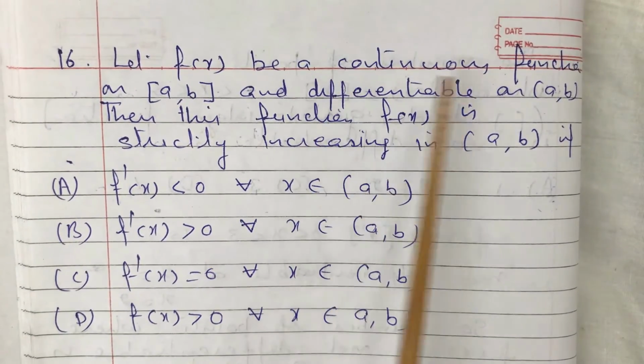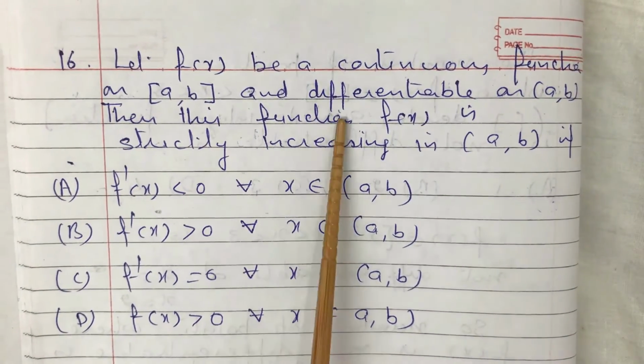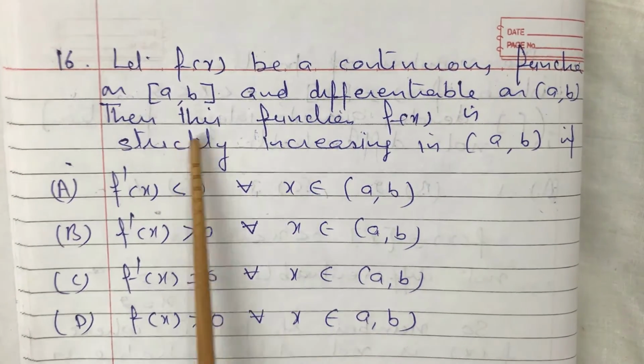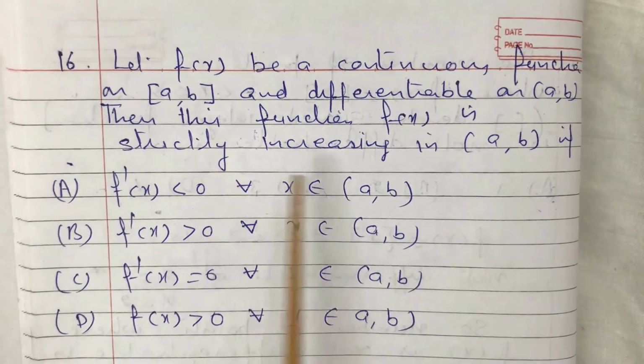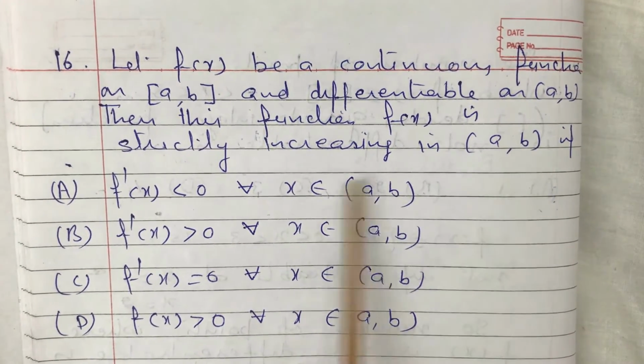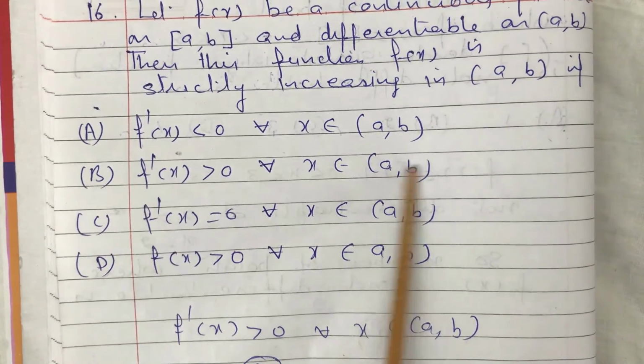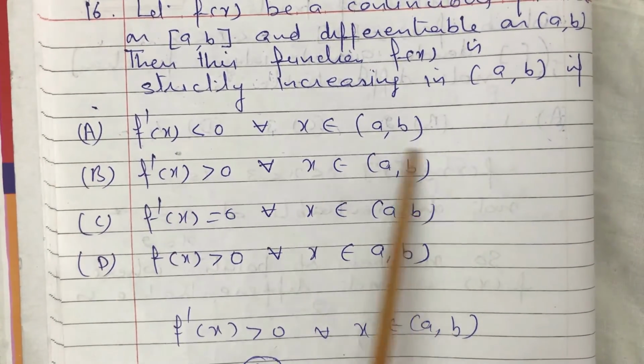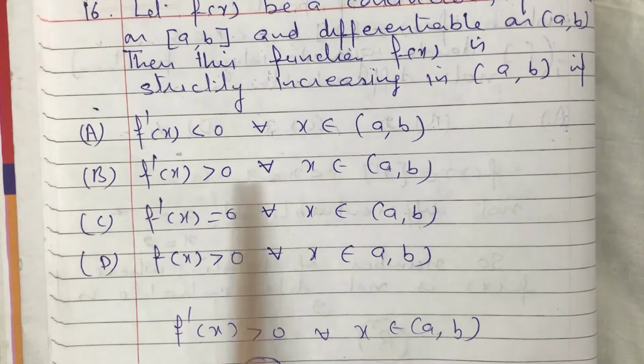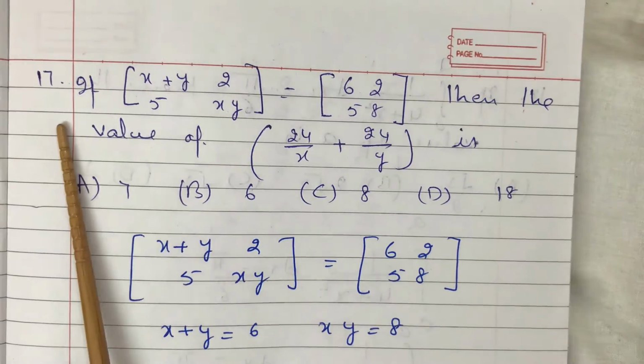Let f(x) be a continuous function on [a, b] and differentiable on (a, b). Then this function f(x) is strictly increasing in (a, b) if, there are 4 options. Now it is strictly increasing. This B is the option. So we all know when it is strictly increasing. So B is the option. Now the 17th question.